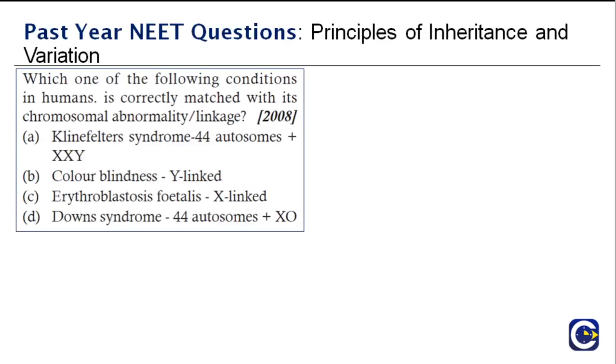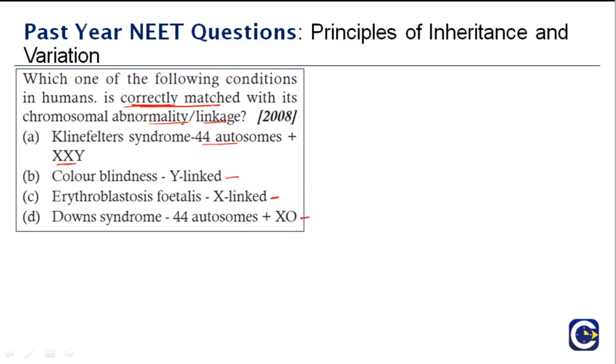Which one of the following conditions in humans is correctly matched with its chromosomal abnormality or linkage? The first option is Klinefelter syndrome, which is 44 autosomes plus XXY. Color blindness, Y-linked. Erythroblastosis fetalis, X-linked. Down syndrome, 44 autosomes plus XO. So which of the following is correctly matched here?